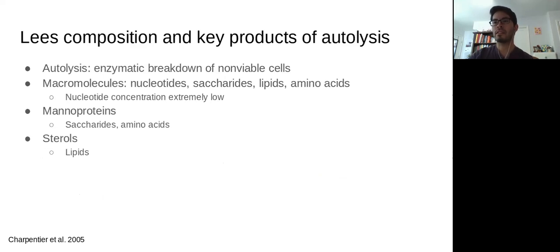So when we talk about autolysis, we are referring to the enzymatic breakdown of non-viable cells. And this breakdown releases a bunch of compounds that we can categorize based on their structure. So we have nucleotides, saccharides, lipids, amino acids. Nucleotide concentration is typically extremely low. So we're really only interested in saccharides, amino acids, and lipids, which make up mannoproteins and sterols. And it's these two classes of compounds that are thought to be involved in many of the reactions that we see between lees and wine.